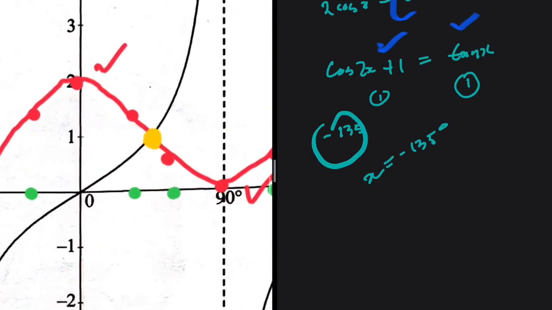And then here we have 30 and 60. So I'm already thinking that the point in between is 45. So tan of 45 is 1. And then cos of 2 multiplied by 45, plus 1, is also 1. So x can also be equal to 45 degrees.